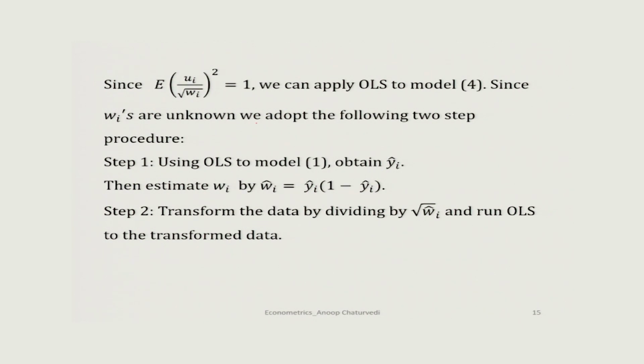Further, the wi's are unknown. So, to estimate the wi's, we adopt the following 2-step procedure. In step 1, we apply OLS to model 1, and then we obtain the predicted values of yi's. You estimate beta 1 and beta 2, so you get b 1 plus b 2 xi, more or less an estimator of the betas, and then you get the predicted value of yi as yi hat. Then estimate wi by wi hat equal to yi hat times (1 minus yi hat). And in the second step, you transform the data by dividing by the square root of wi hat, and then we run OLS on the transformed data.